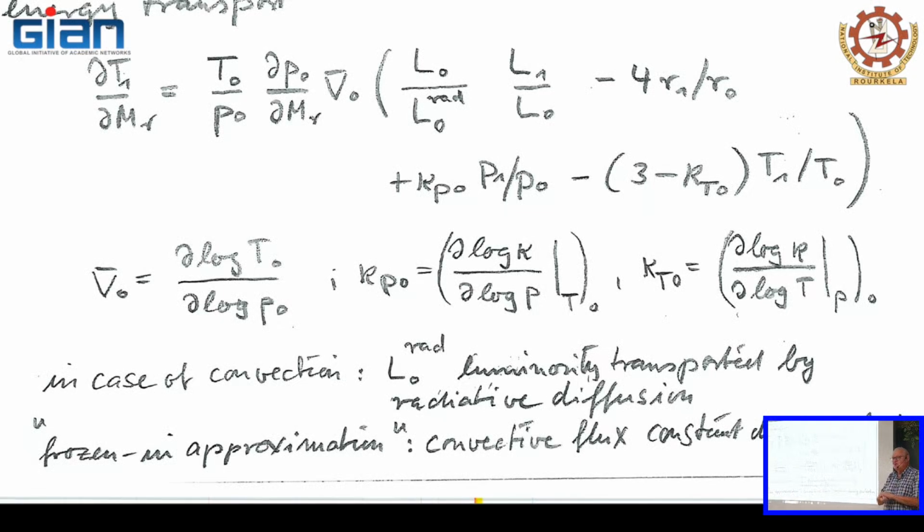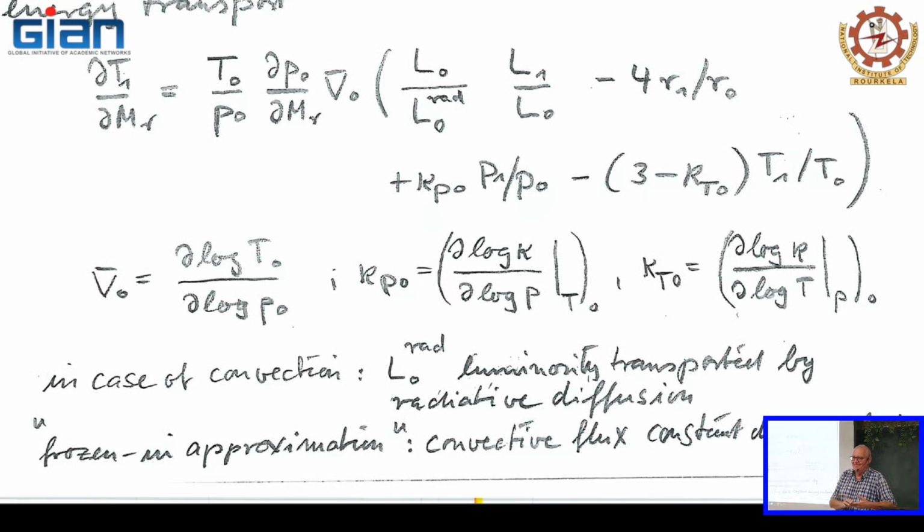This approximation assumes that the convective flux is constant during a pulsation period. So the convective flux does not react to the pulsation. What could be a justification for this assumption? Frozen-in approximation means the convective flux is constant during one pulsation period, or is constant on the time scale of the pulsation.